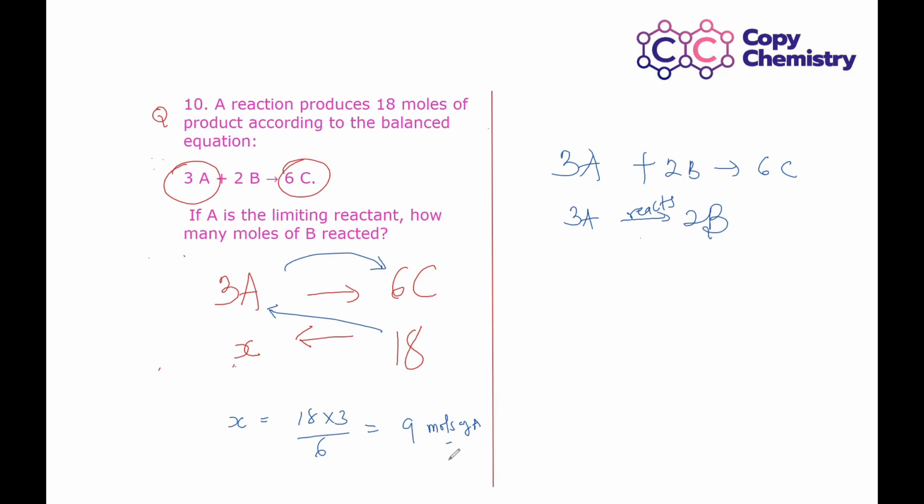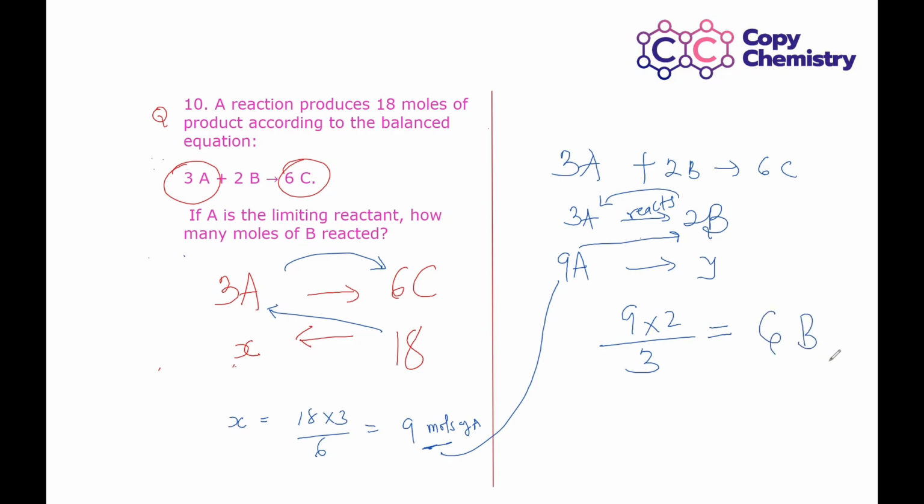So it means that if I had 9 moles of A, just like this, 9 moles of A, then it's going to react with Y. 9 times 2 divided by the one at the back, 9 times 2 divided by 3, and that gives us 6 moles of B as well. So that's our answer actually, 6 moles of B. So we just went through the long process, by the way.